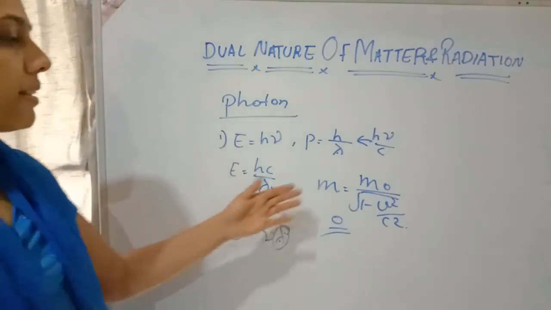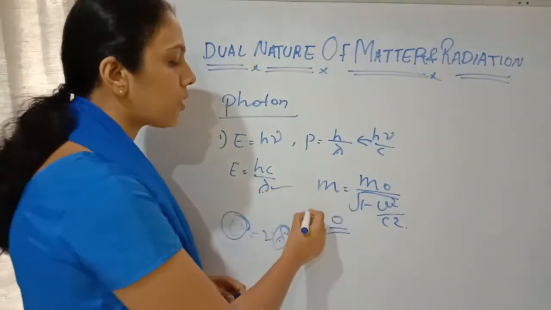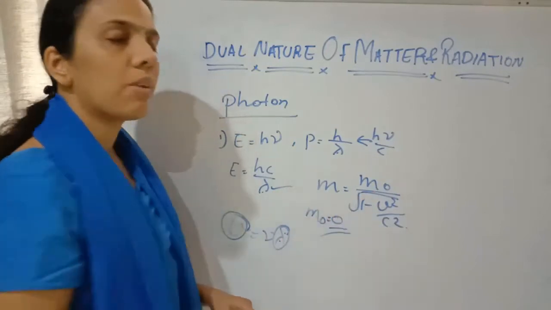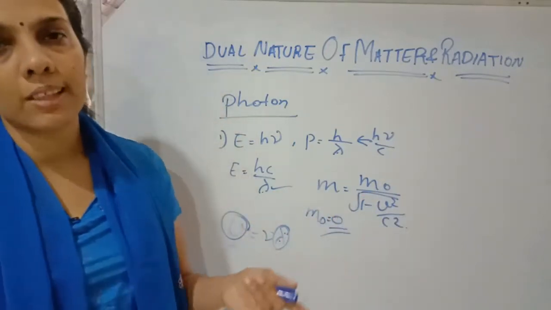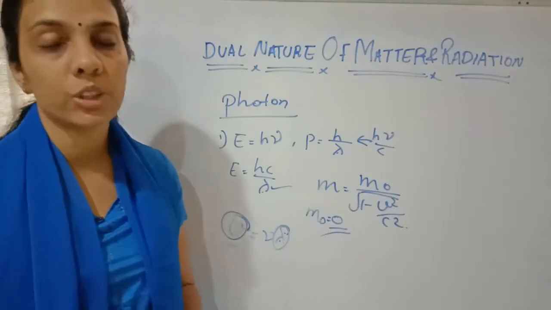And we know that here, what will be the rest mass of the photon? The rest mass will be equal to 0, since it is having a speed nearly equal to the velocity of light.